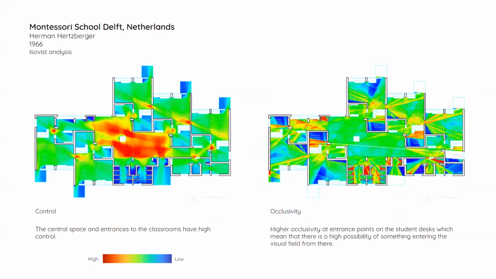The occlusivity was found to be higher at the entrance as well as over a few of the students' desks. This implies that there was a high chance of new things entering the visual field from this point. A drastic drop is seen in the lowered level of the classroom where the occlusivity becomes minimum, thereby allowing secluded and private work.